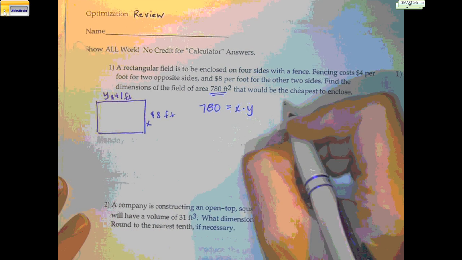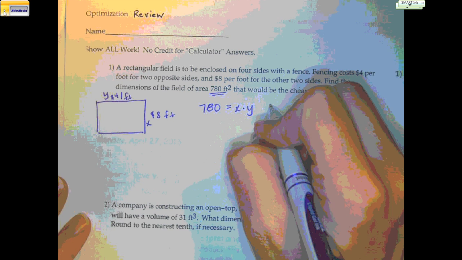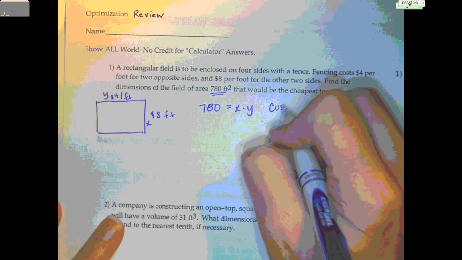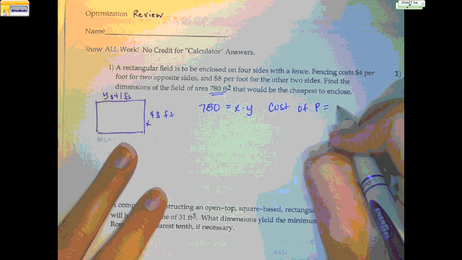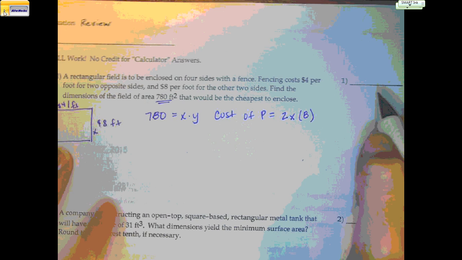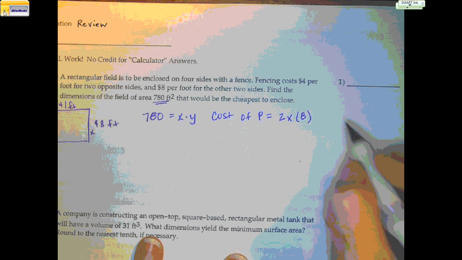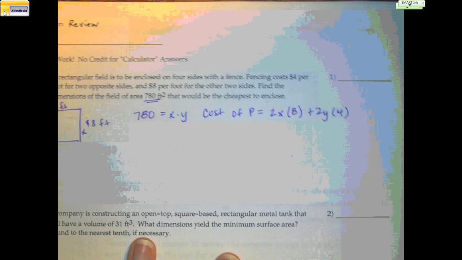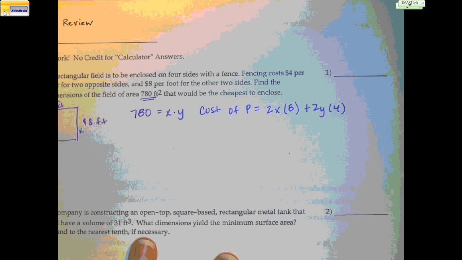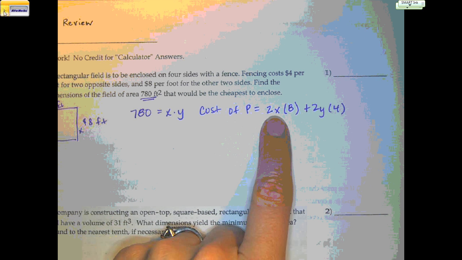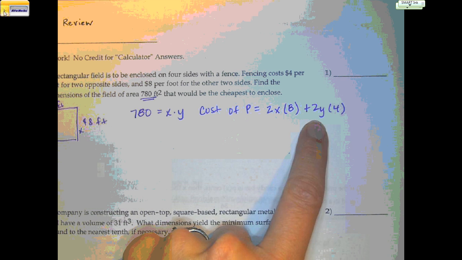So we want the cost to be minimized, the cost of the perimeter. Well, we have 2 sides that are X, and those are $8 a foot, plus we have 2 sides that are Y in length, and those are $4 a foot. Does everyone see where my equation came from? $8 per foot here, and we have 2 times X. $4 per foot here, and we have 2 times Y.